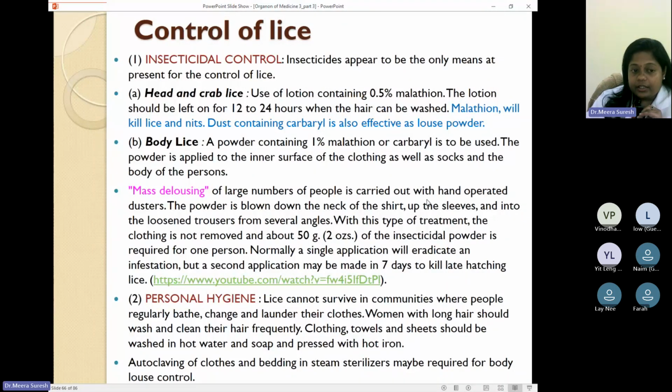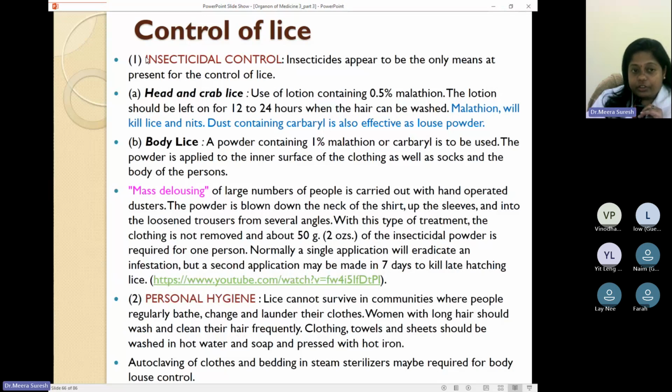This mass delousing is carried out with hand operated dusters. The powder will be blown down the neck of the shirt, up the sleeves, and into the loosened trousers from several angles. With this type of treatment, the clothing is not removed, and about 50 gram or 2 ounce of the insecticidal powder is required for one person. Normally, a single application will eradicate an infestation, but a second application may be made in 7 days to kill late hatching lice. Later, you can see this video.